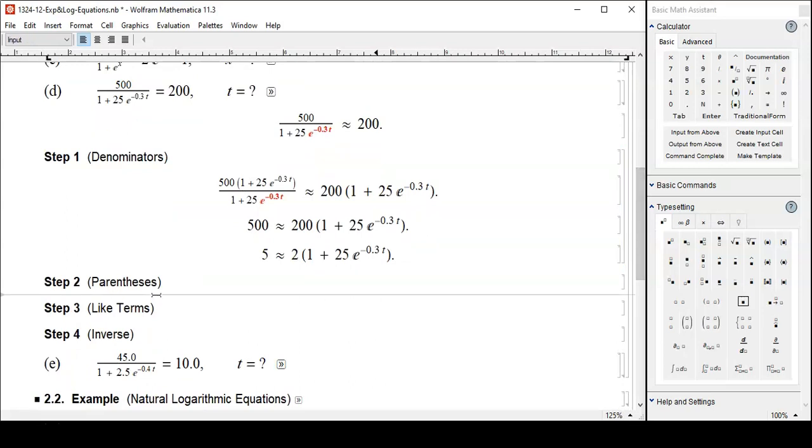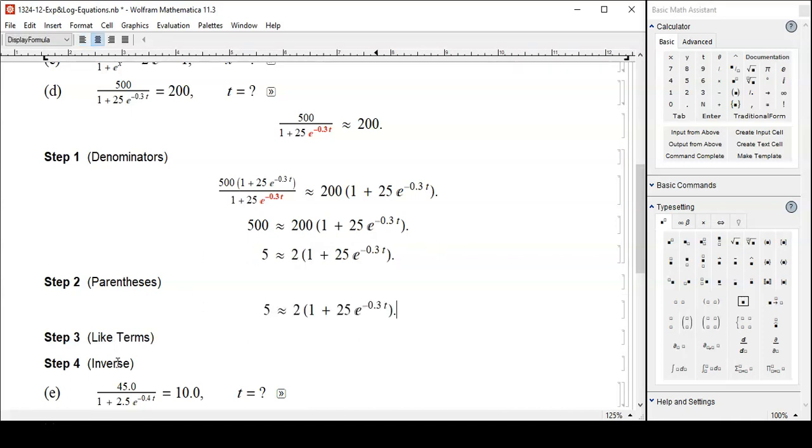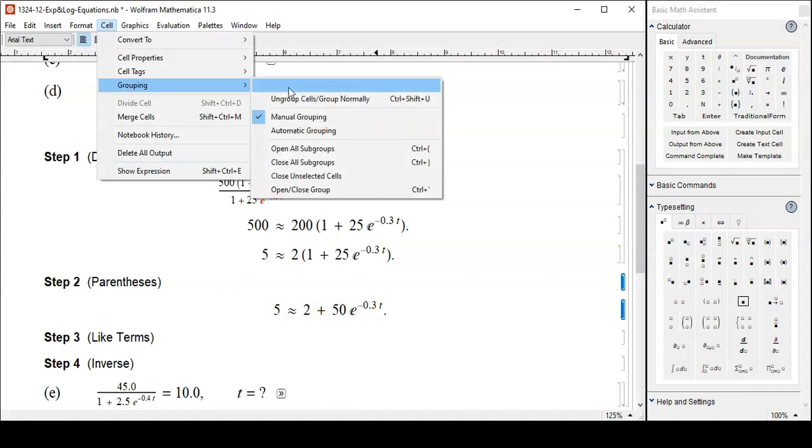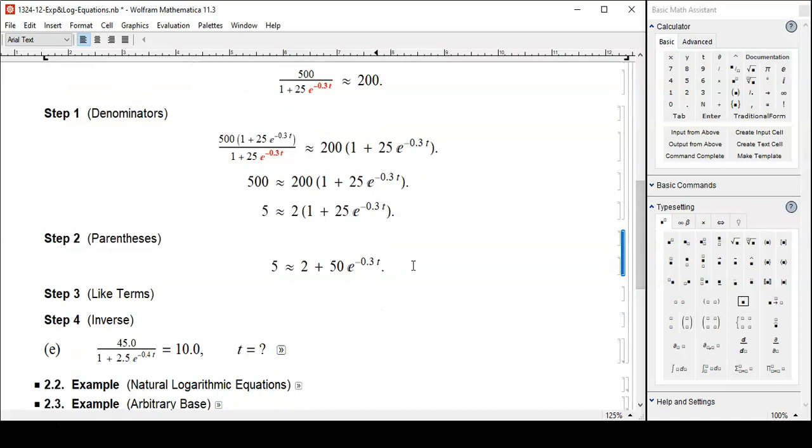Okay, now let's go to step 2, parentheses. How do you break up a parentheses? Basically, we need this. Distribute 2. So 2 times 1 is 2. 2 times 25 is 50. Remember all those? So multiply by 2 and multiply by 2. There you go. We have only one parenthesis to break up, so it was done rather easily in a single step. Okay, now let's take the like terms together.